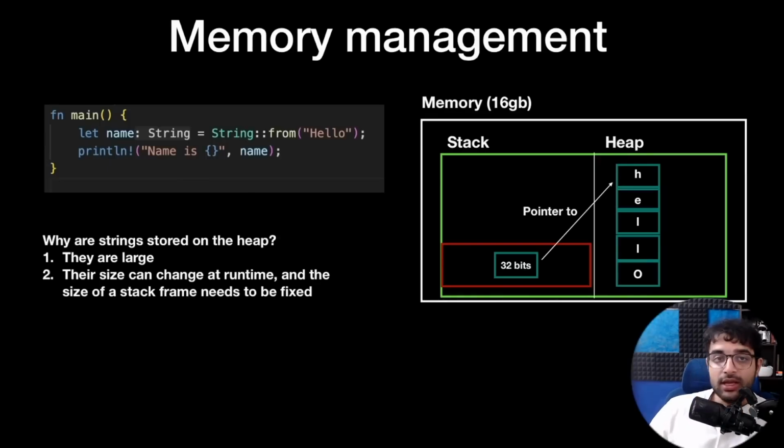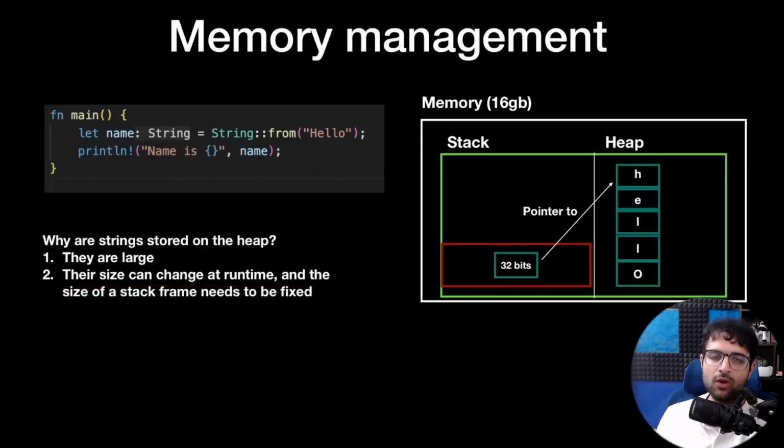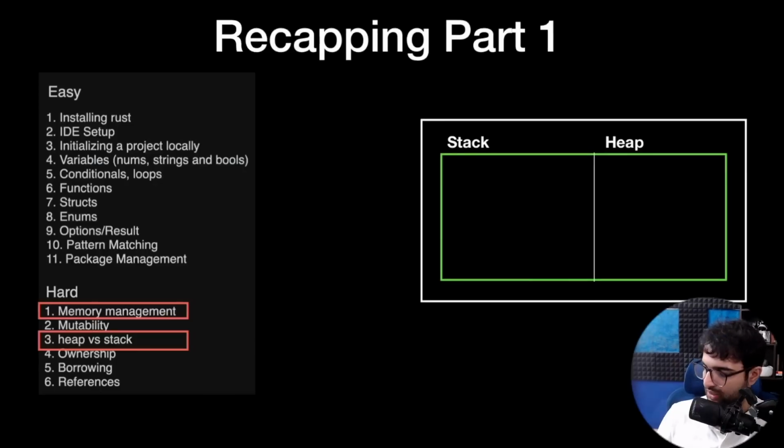Why are strings stored on the heap? Because they are large and their size can change at runtime, and the size of the stack frame needs to be fixed. The first reason you can actually ignore. The second is the bigger reason. Their size can change at runtime. You don't know if a string becomes longer or shorter, which is why it needs to be stored in a place where you can ask for dynamic memory. You cannot do that on the stack. You can do that on the heap, which is why it is stored on the heap.